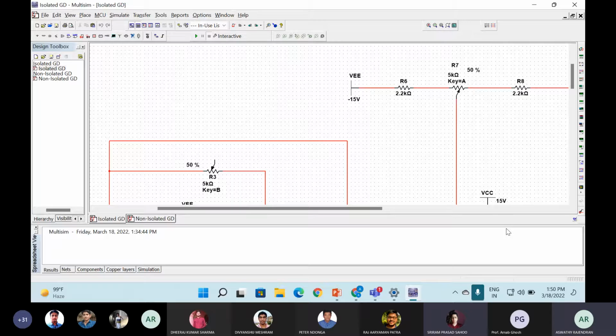Sir, in non-isolated, sir, we'll require a direct connection to the ground. No, I'm asking you what is the purpose for using isolated type gate driver circuit. Sir, for switching high voltages, sir. What you are telling, I am not getting. Switching high voltage, it means what?